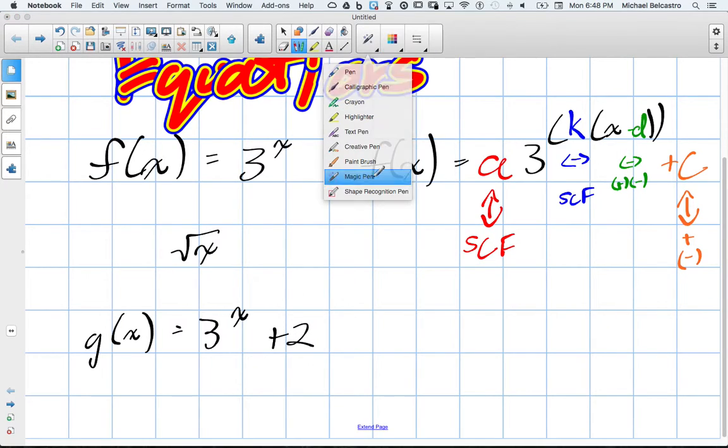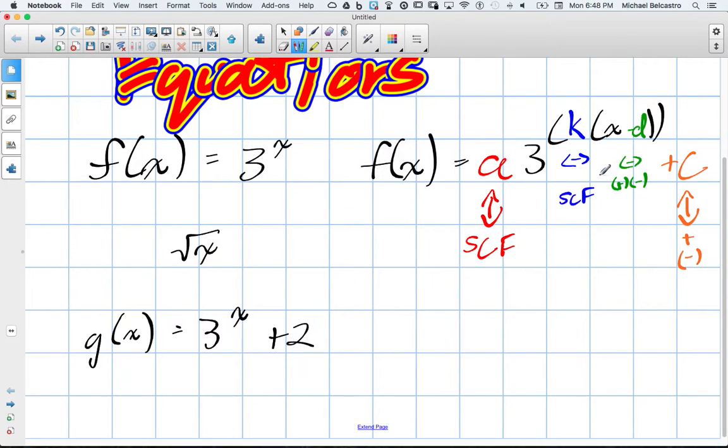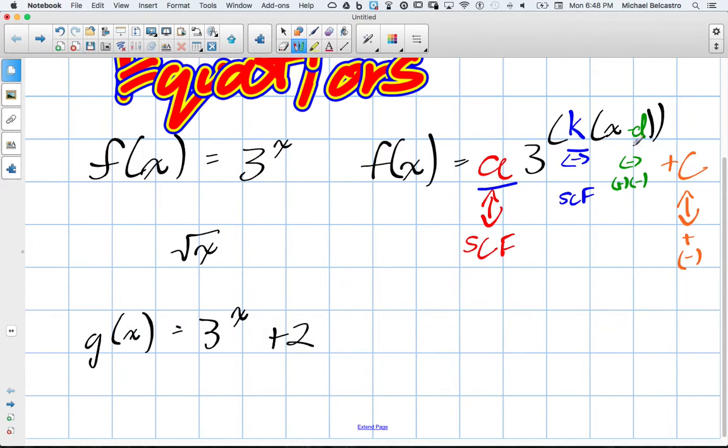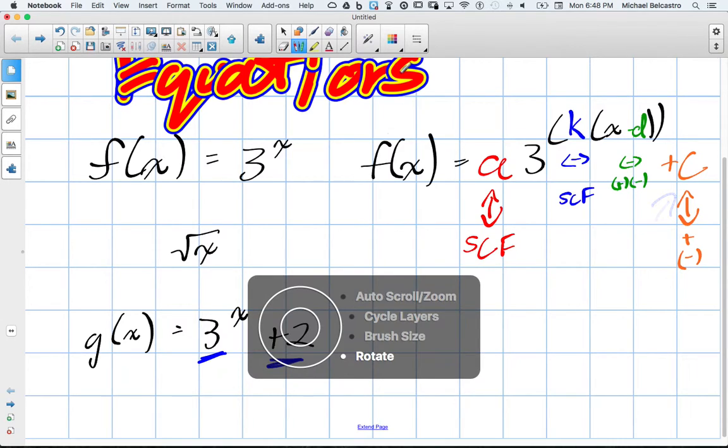What does the 2 represent? Which of these variables is the 2 represented by? Is it the a, k, d, or the c? It's the c. Okay? So what this means is this is positive 2. The original 3 to the power of x would go up 2 units.